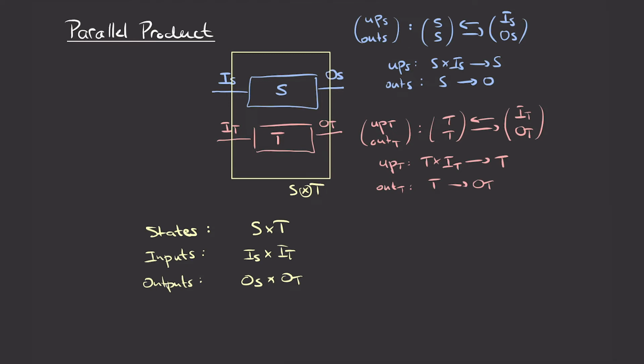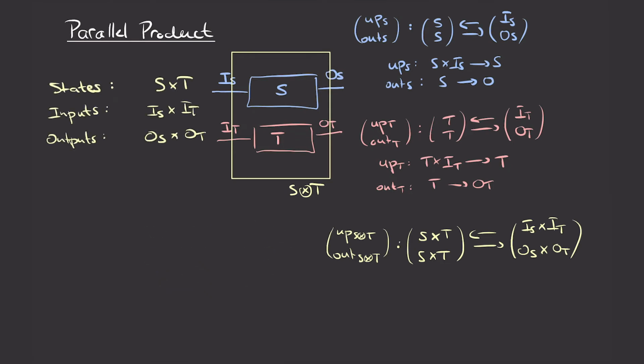Okay, so we've now successfully specified some of the data for the system. In particular, we have enough to write down the signature. So the signature for S tensor T will be as follows. We have the set of states, S cross T, and this goes to a set of inputs, which is going to be IS times IT, and it has a set of outputs, OS times OT. Now, to finish specifying the system, we need to give update and output functions. So we need to find what the update function of S in parallel with T is, and also what the output function of S in parallel with T is.